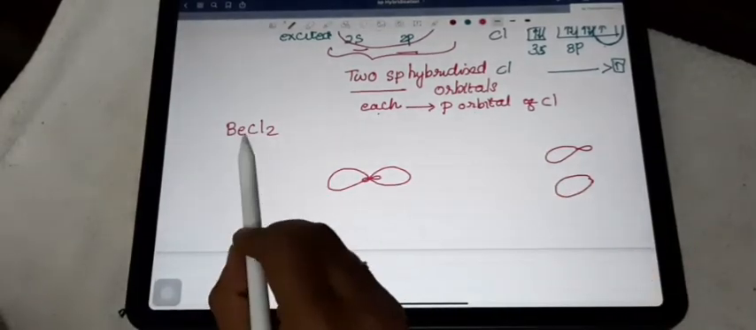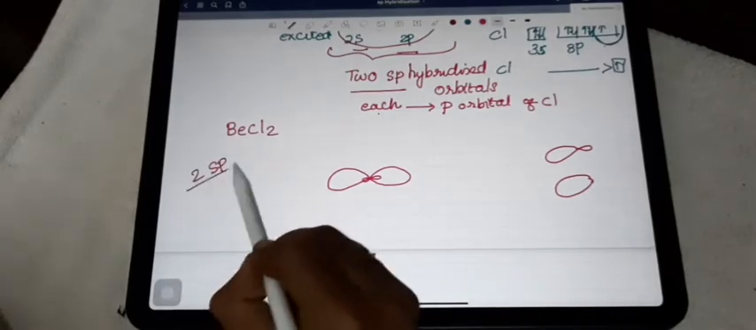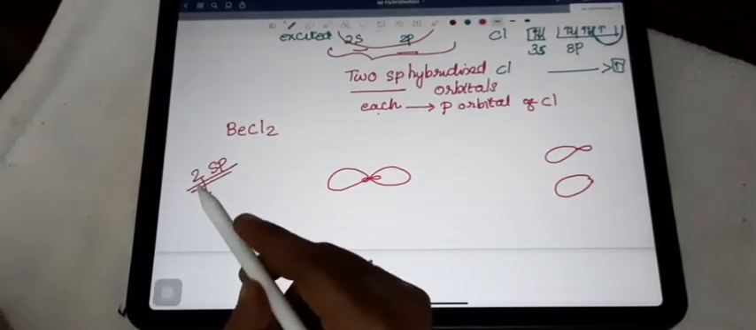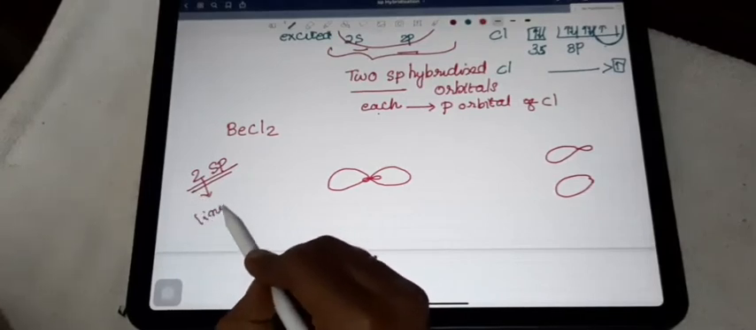Why are we drawing it like this? Because in BeCl2, 2 sp hybrid orbitals are forming. So with 2 electron pairs, according to VSEPR theory, we studied that the structure is linear.